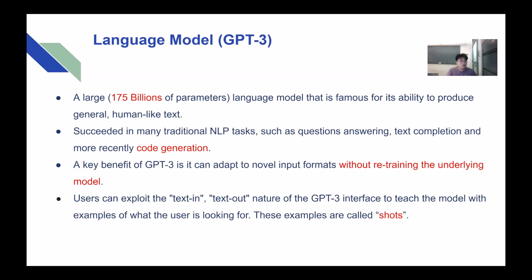The answer is GPT-3, the large language model. By the time we wrote our paper, GPT-3 was the largest language model, and it had been very successful in many traditional NLP tasks, like question answering, and more recently code generation. So what we're going to do here is formulate the merge conflict problem into a prompt and then feed the prompt to the model to get a resolution from it.